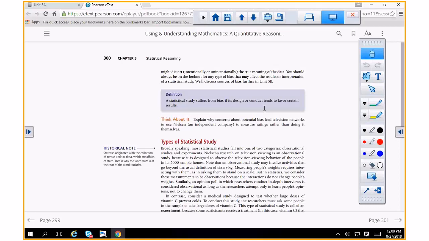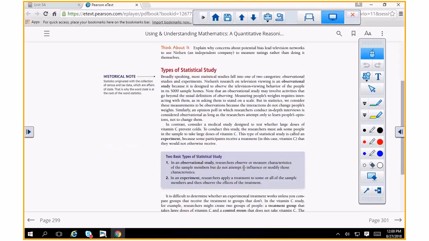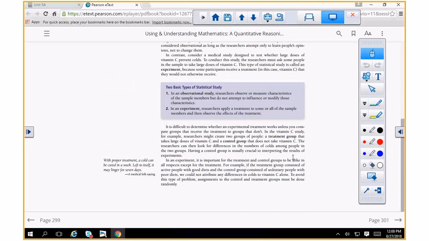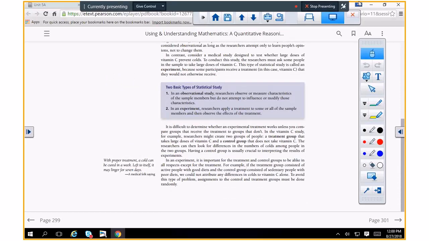So, types of statistical study. Observation versus experiment. Write it down. Observation versus experiment. Somebody give me an example of observation. What's an observational study? No, give me an example of an observational study.